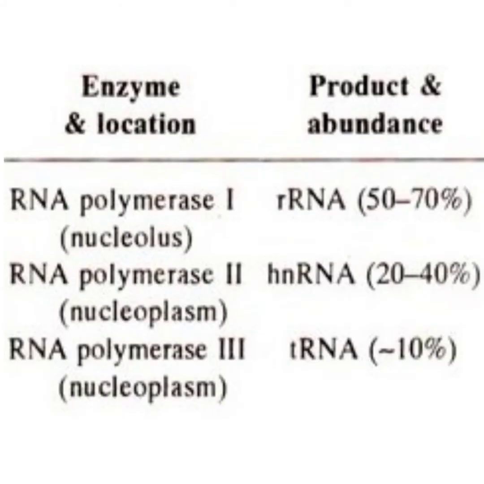Here you can see the differences. RNA polymerase 1 is found in the nucleolus. It forms the larger ribosomal RNA, and the quantity present is 50 to 70%.